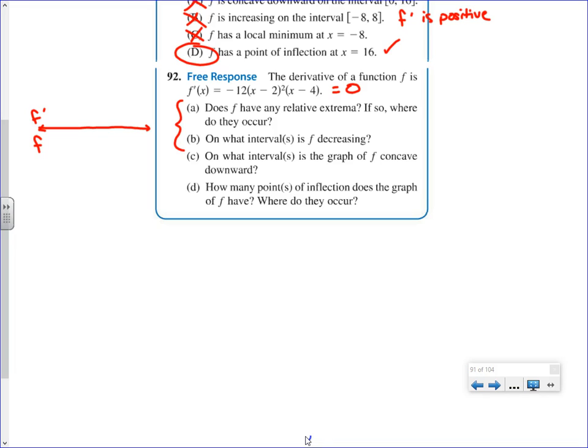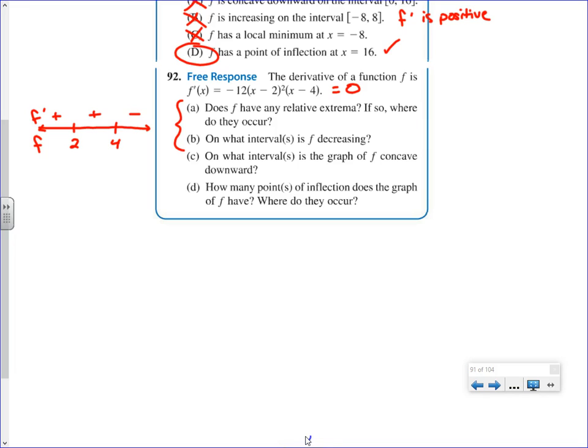Now I set each one equal to 0. Does the squared really make a difference? No. So my two zeros are just 2 and 4. Why did I say label this? Because if you're going to do a sign, you can't do the sign of anyone but the first derivative. You have to plug into the first derivative. What do you guys get as your signs? On the left of 2? Positive. In between 2 and 4? Positive. After? Negative.